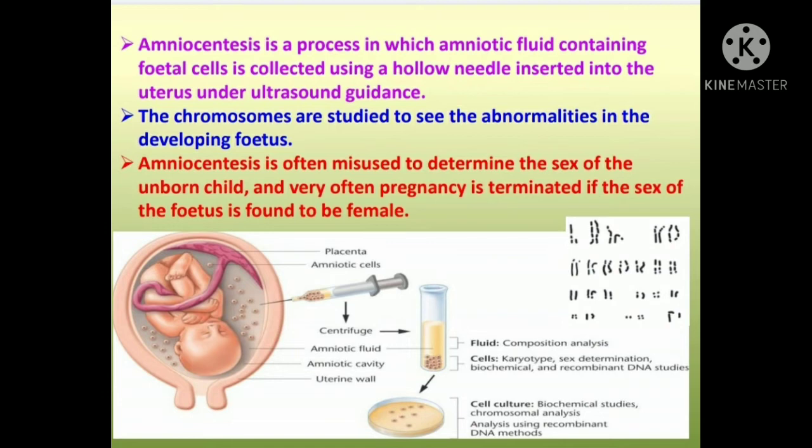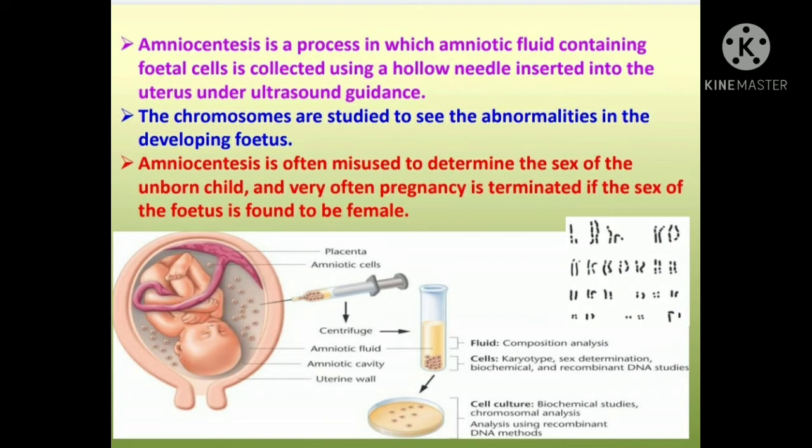Under the first stage, what happens? Ultrasound is used to determine the position of the fetus in the uterus. Then a needle is inserted through the abdominal and uterine wall. The amniotic fluid containing the fetal cells is extracted.